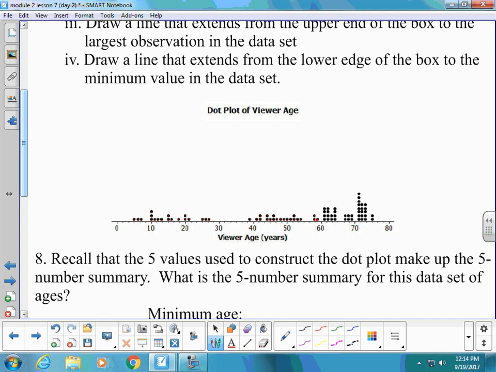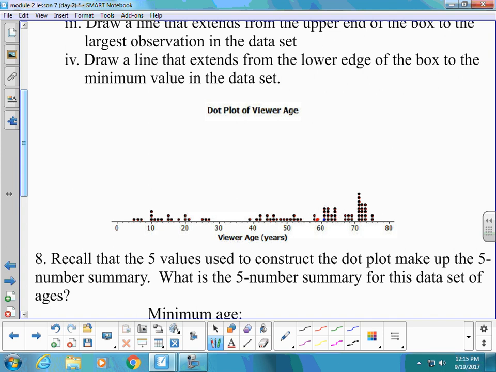Okay, and then I'm going to count 40 dots from the right. 1, 2, 3, 4, 5, ... 38, 39, and 40. So right in the middle of those two dots, so this red one right here and this blue one right here, would be the median, which is 60.